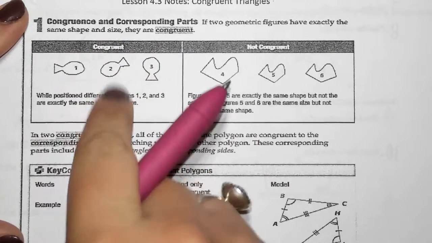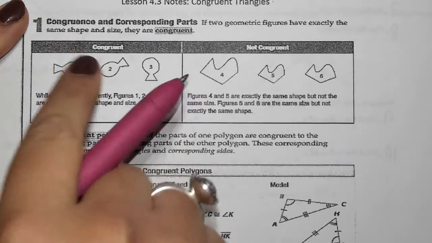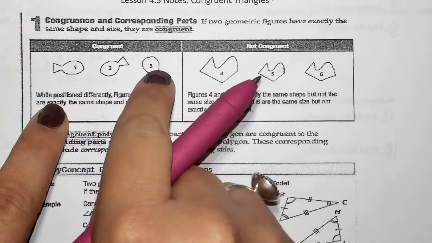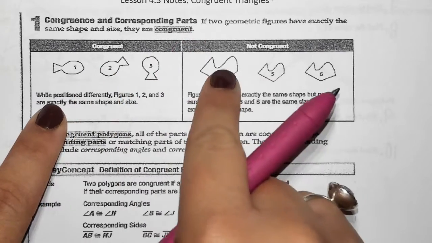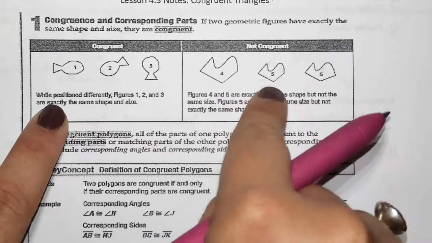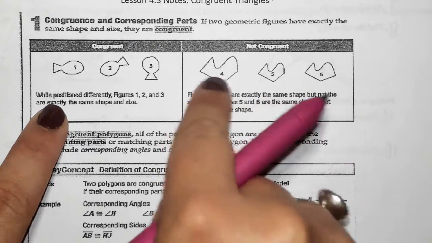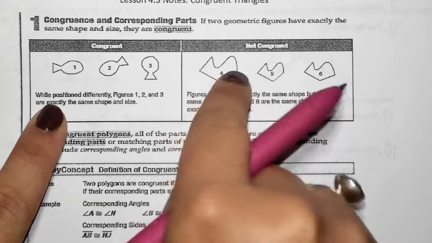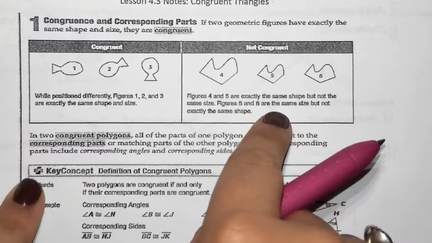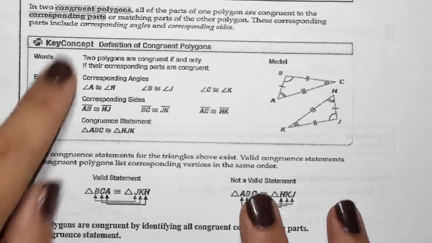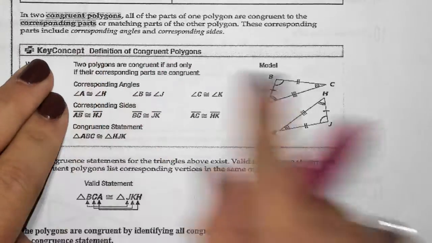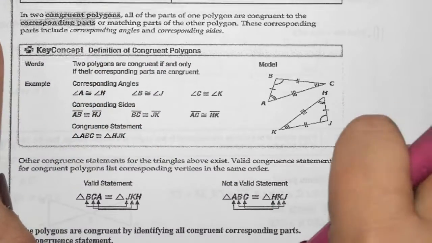They can be rotated differently, but they still have the same size and shape. So you see these are the same size and shape. They're just rotated. However, these are the same shape, but they're not the same size. Do you see how it gets smaller? So these are not congruent. They might be similar, but they're not the exact same. Okay, so in order to determine if two triangles are congruent, everything about them has to be the same.